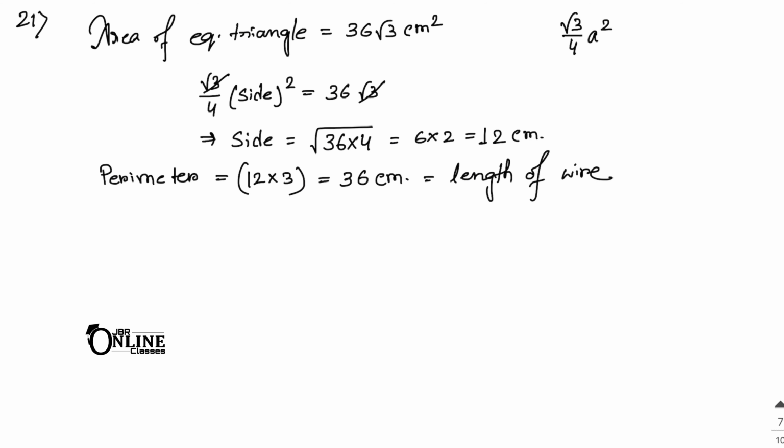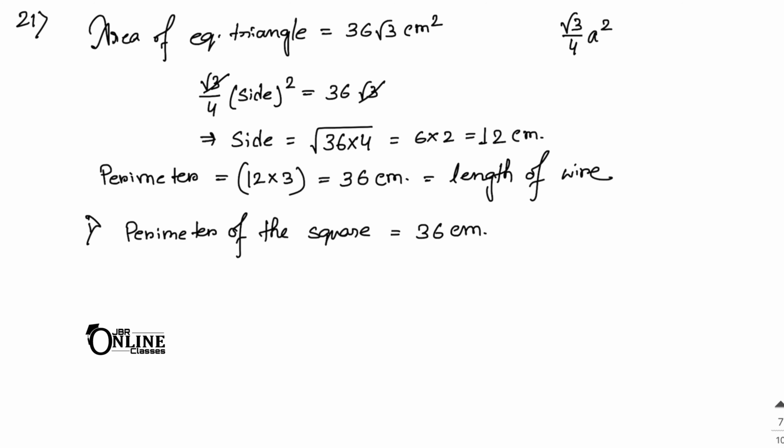Okay, so now here the first one. Find the area enclosed by the same wire when it is bent to form a square. That means here the perimeter of the square, that equal to 36 centimeter. Okay, because it's made by the same wire.